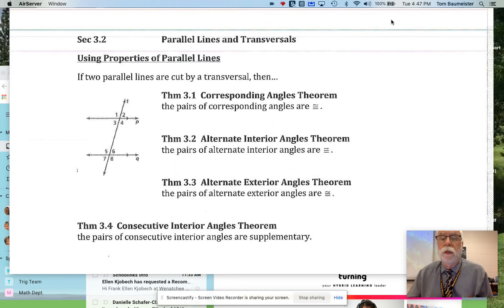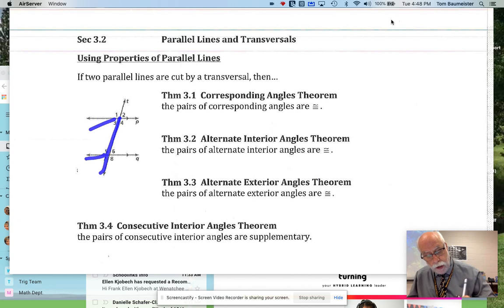All right, so section 3.2 is using properties of parallel lines. If two parallel lines are cut by a transversal, then theorem 3.1, the corresponding angles theorem, states that pairs of corresponding angles are congruent. Now remember, corresponding angles are F angles. So we can look at this here, and if I go right here, here's my F.